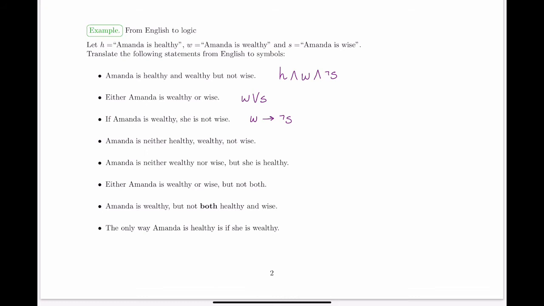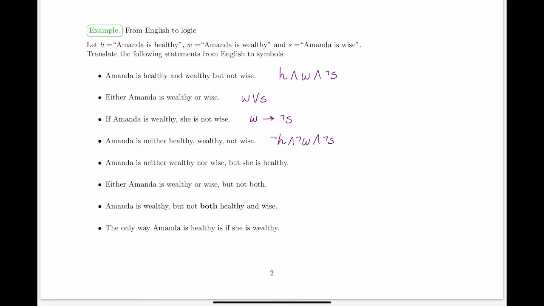Going through the rest will be very similar. Again, if you haven't paused the video and tried this for yourself, do it now. You can watch me do it 100 times over, but nothing will be as good as trying it for yourself first. Amanda is neither healthy, wealthy, nor wise. So now we have to think of this English construct and what does it actually mean? Neither nor. It means not healthy, not wealthy, and not wise. So we can just go through all of these with the negation. Not healthy and not wealthy and not wise.